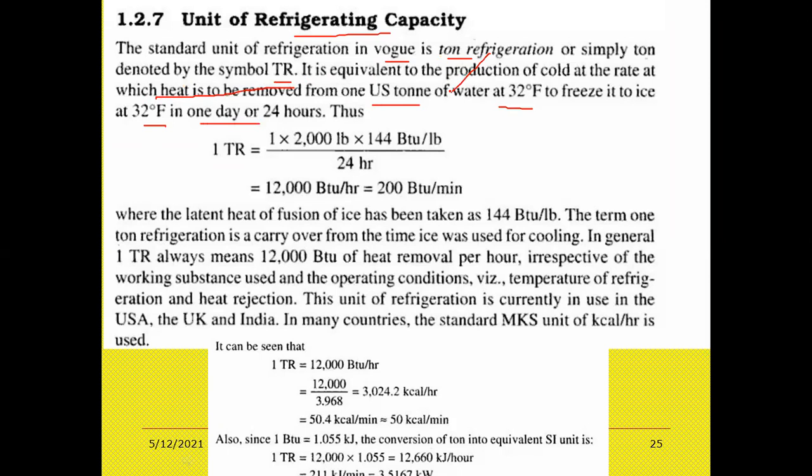Just 1 ton is equal to 1 into 2000 lb into 144 divided by 24 hours, or 1 day. That is equal to 12,000 BTU per hour or 200 BTU per minute. So simply we can say 1 TR is equal to 12,000 BTU per hour, meaning 12,000 divided by 3.968, that is equal to 3,024.2 kilocalories per hour. So that is the unit of refrigeration. Simply we are saying it as 1 ton.